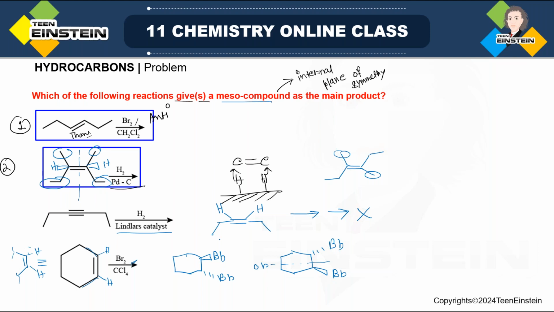And the details of how we are getting a meso compound in both these reactions, you can find in the corresponding section where we have discussed chemical properties of alkenes.